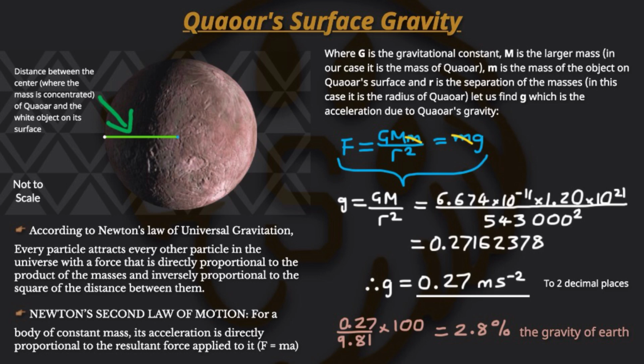So 2.8%, that's pretty low compared to that of Earth. By the way, 9.81 meters per second squared, that's the acceleration due to gravity on Earth, for those who haven't gotten that. So that's why we have used it there, just so that we compare with that of Earth. So it's around 2.8% of the magnitude of gravity on planet Earth. It's very, very small. And also it being a dwarf planet, kind of makes sense. So yeah, let's move on.